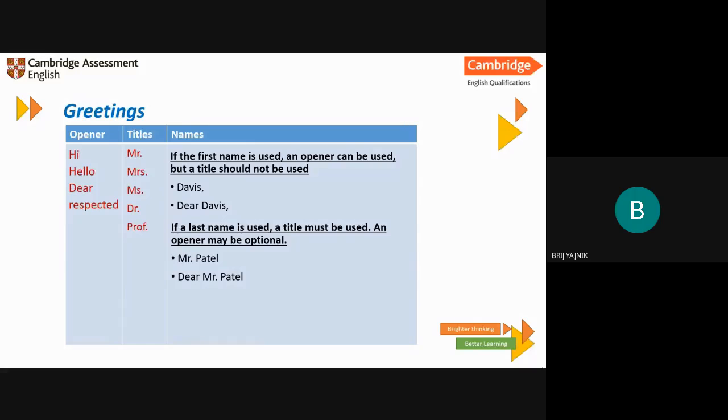It's okay to use. Now, you have one more option. The other option is you use opener and title together with the last name, but opener and title in the sequence. So you can say, Dear Mr. Parmar, or you can say, Respected Mr. Parmar. Now, doing this, you are speaking to the person in balance, right?